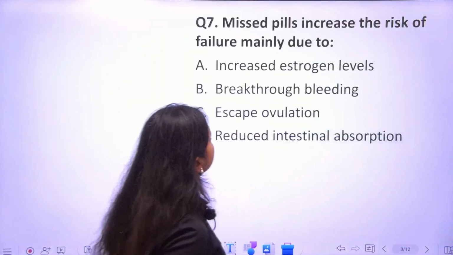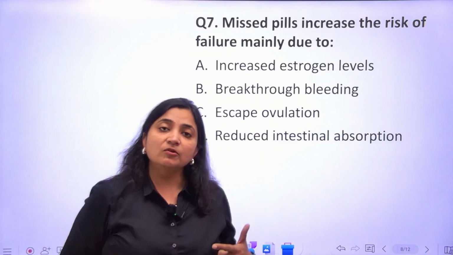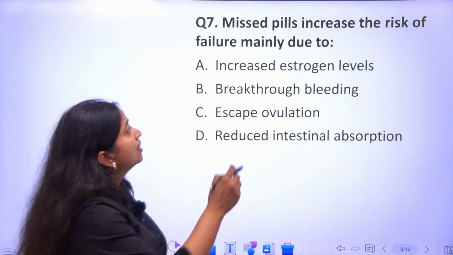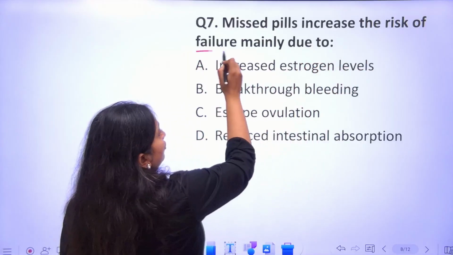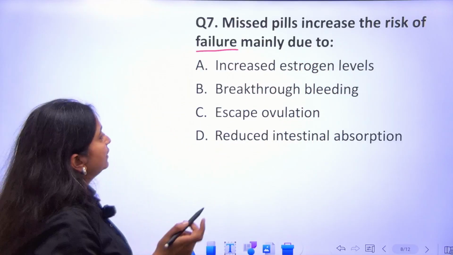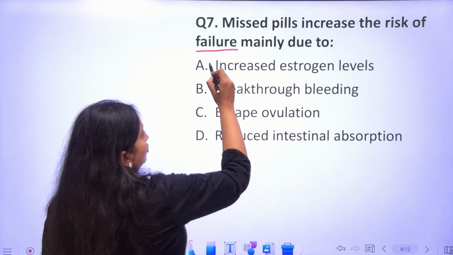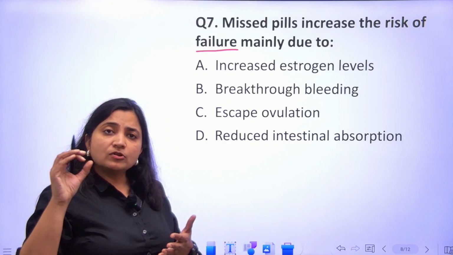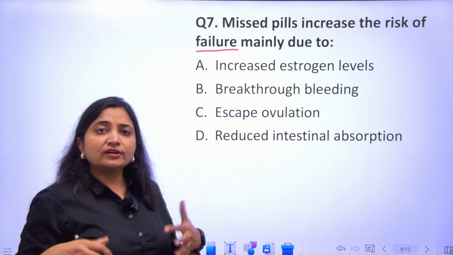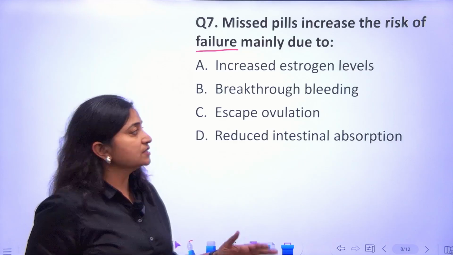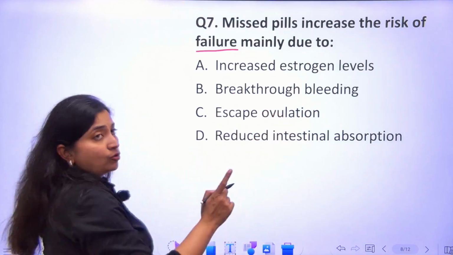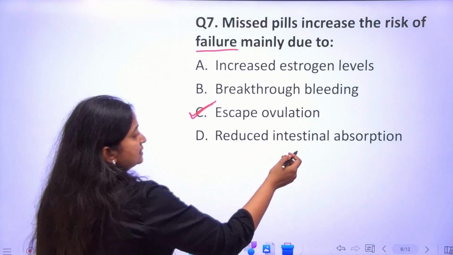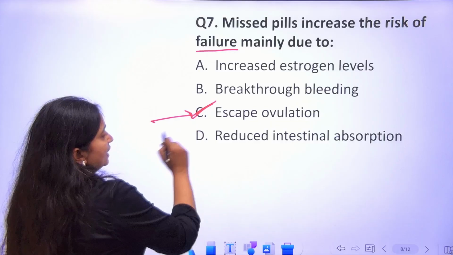Next, missed pills. We were talking about missed pills. Remember that if she forgets one pill, what will happen? 2 pills, then what will happen? Missed pills increase the risk of failure, mainly due to, what is the cause of that failure? Increased estrogen levels? No. Breakthrough bleeding. What is breakthrough bleeding? Breakthrough bleeding is that small spotting which occurs even on pills. So the definition itself says that the patient is taking pills. So breakthrough bleeding, no. Escape ovulation, yes. If she misses 2 pills continuously, she can ovulate. Reduced intestinal absorption, no. So the answer is escape ovulation.